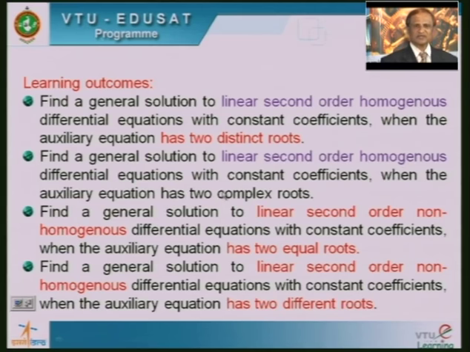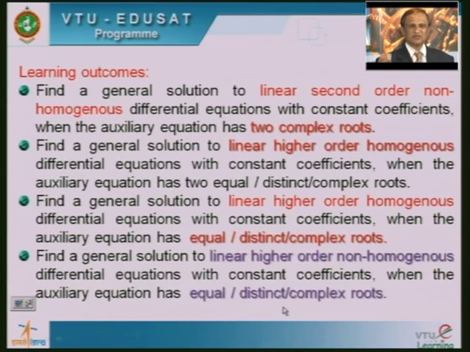If the roots are complex, then the solution may be different, right. So, that is one outcome. Find a general solution to a linear second order non-homogeneous differential equation with constant coefficients when the auxiliary equation has two equal roots, right. Find a general solution to a linear second order non-homogeneous differential equation with constant coefficients when the auxiliary equation has two different roots, right.